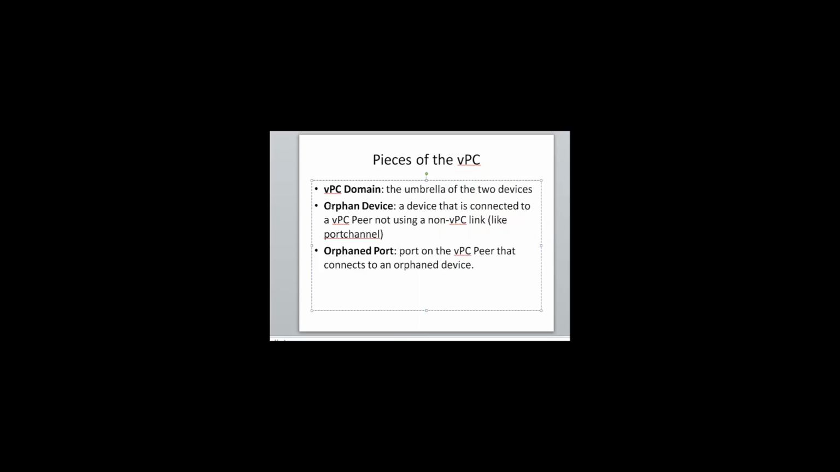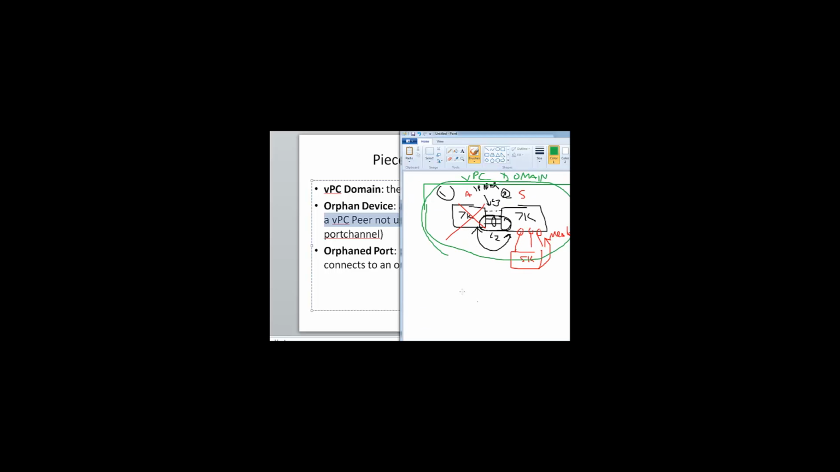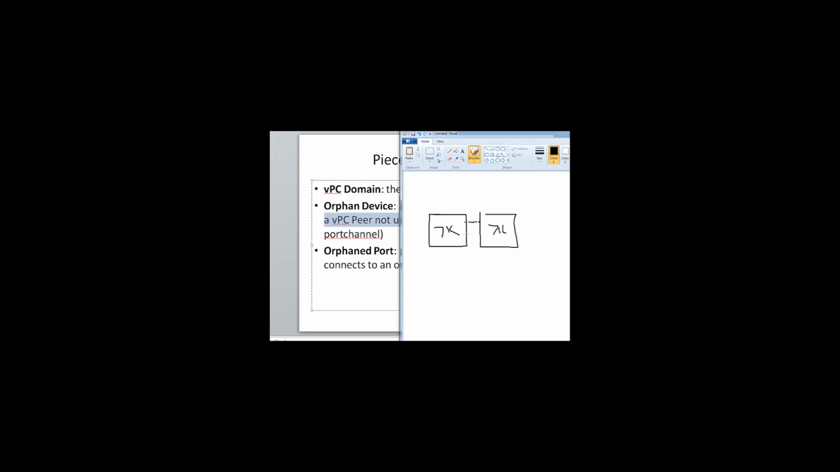Okay. Orphan ports. Now these are more of an orphan device and orphan port. As the name implies, it's a device that's not connected to a VPC peer and not using a VPC link. So that's like saying, let me clean this up a little bit. Say I've got a 7K, I've got my keepalive, I've got my peer link, and down here, let's say I've got a 2K, and it's doing VPC.